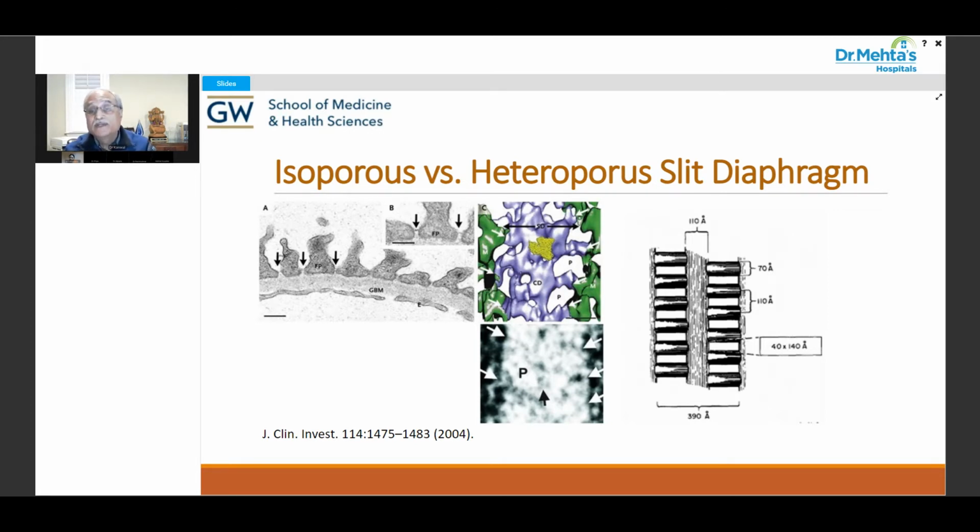All of this means that probably the heteroporous model of slit diaphragm, which had been proposed after the isoporous model, is more relevant, and therefore meaning that in addition to the pore size and shape, the charge and other things may be important in how we allow or do not allow the passage of certain macromolecules out of the capillary lumen into the urinary space.